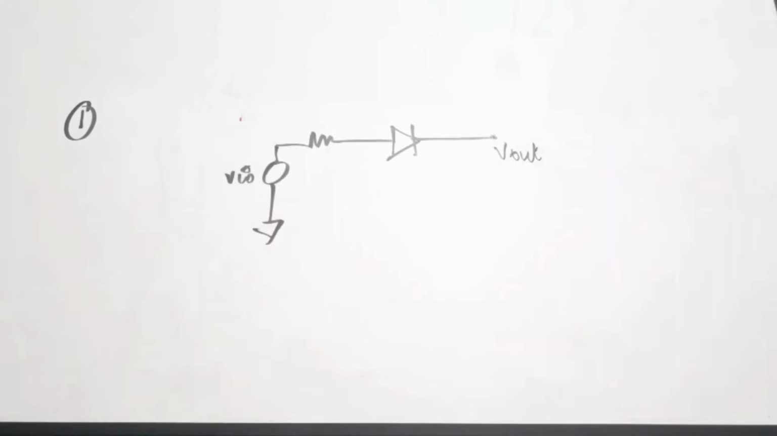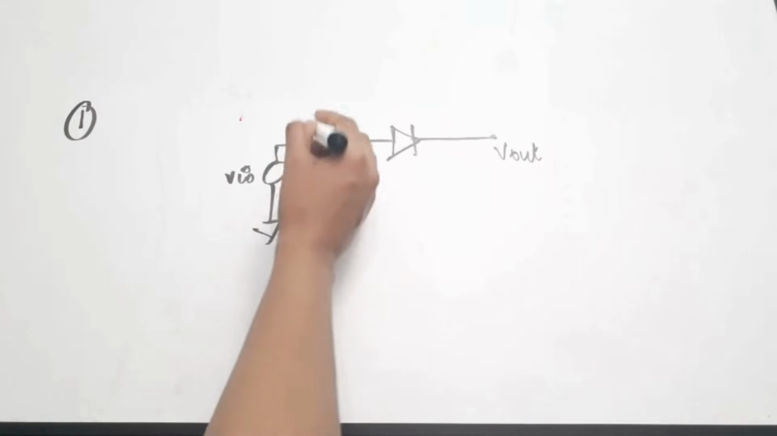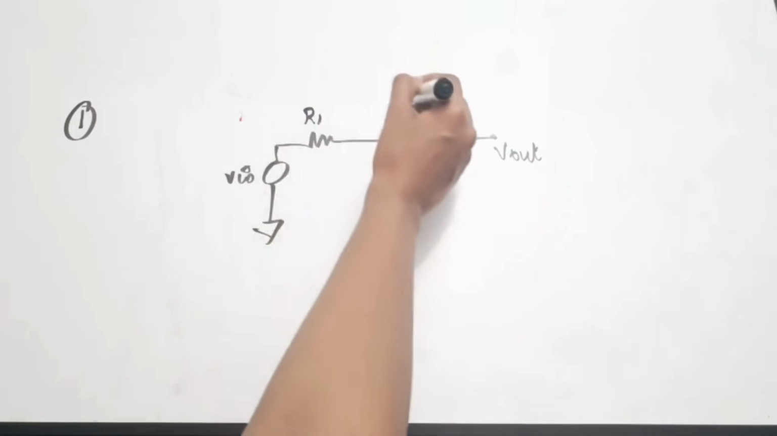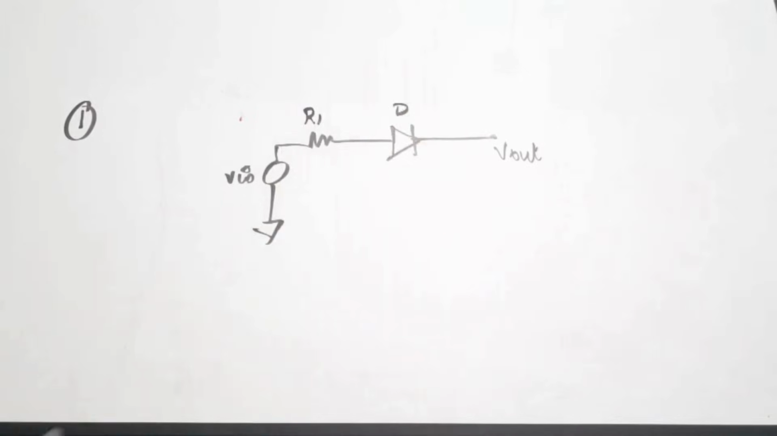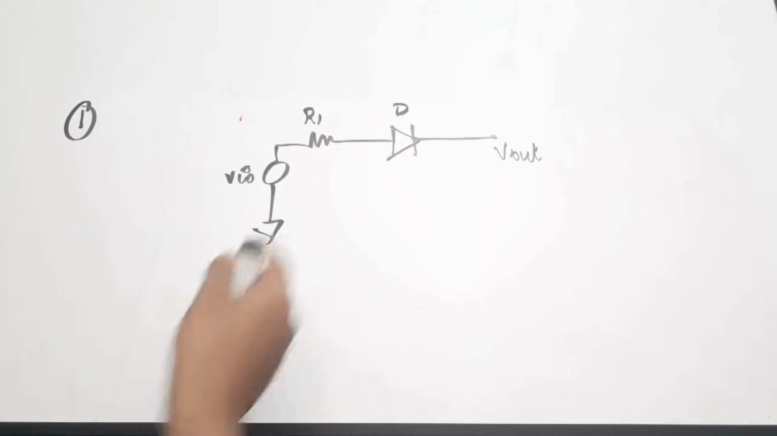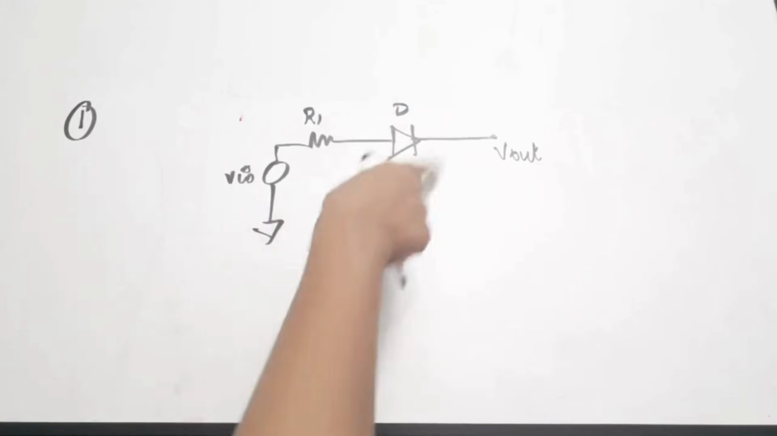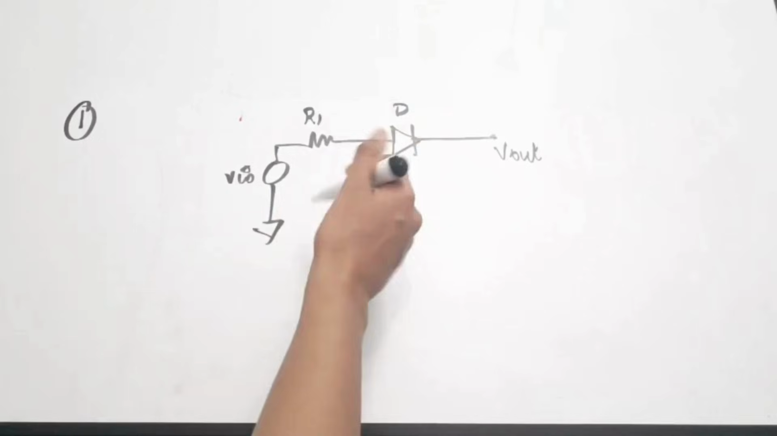Now this is a series clipper which is given in the question. Sometimes it won't be given. Only the circuit diagram will be given to you and you have to find the curve. But here the question has the naming of the circuit also, which is series clipper. Now the series clipper is used to clip off some portion of your waveforms. And if you observe the connection of the diode, this is nothing but a negative clipper.